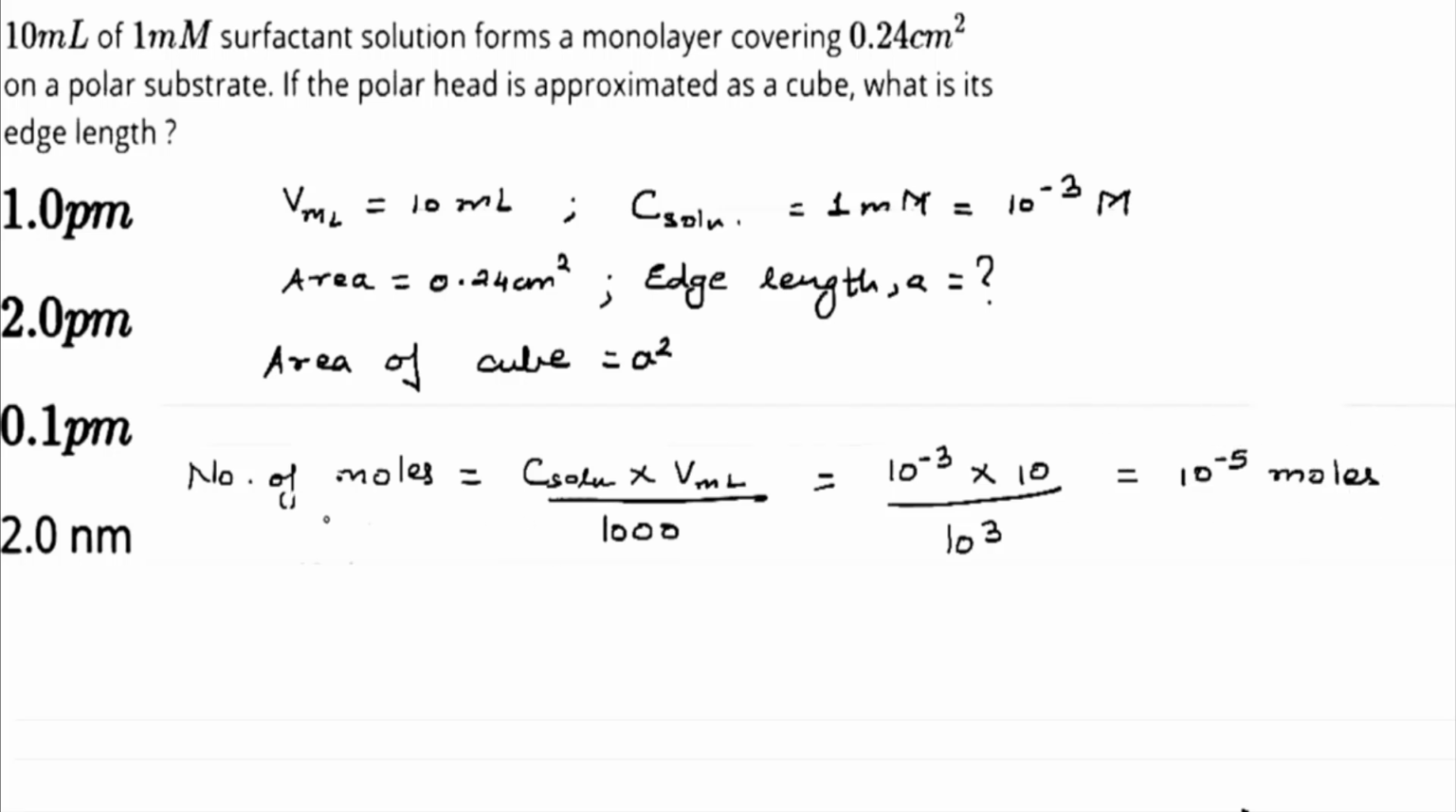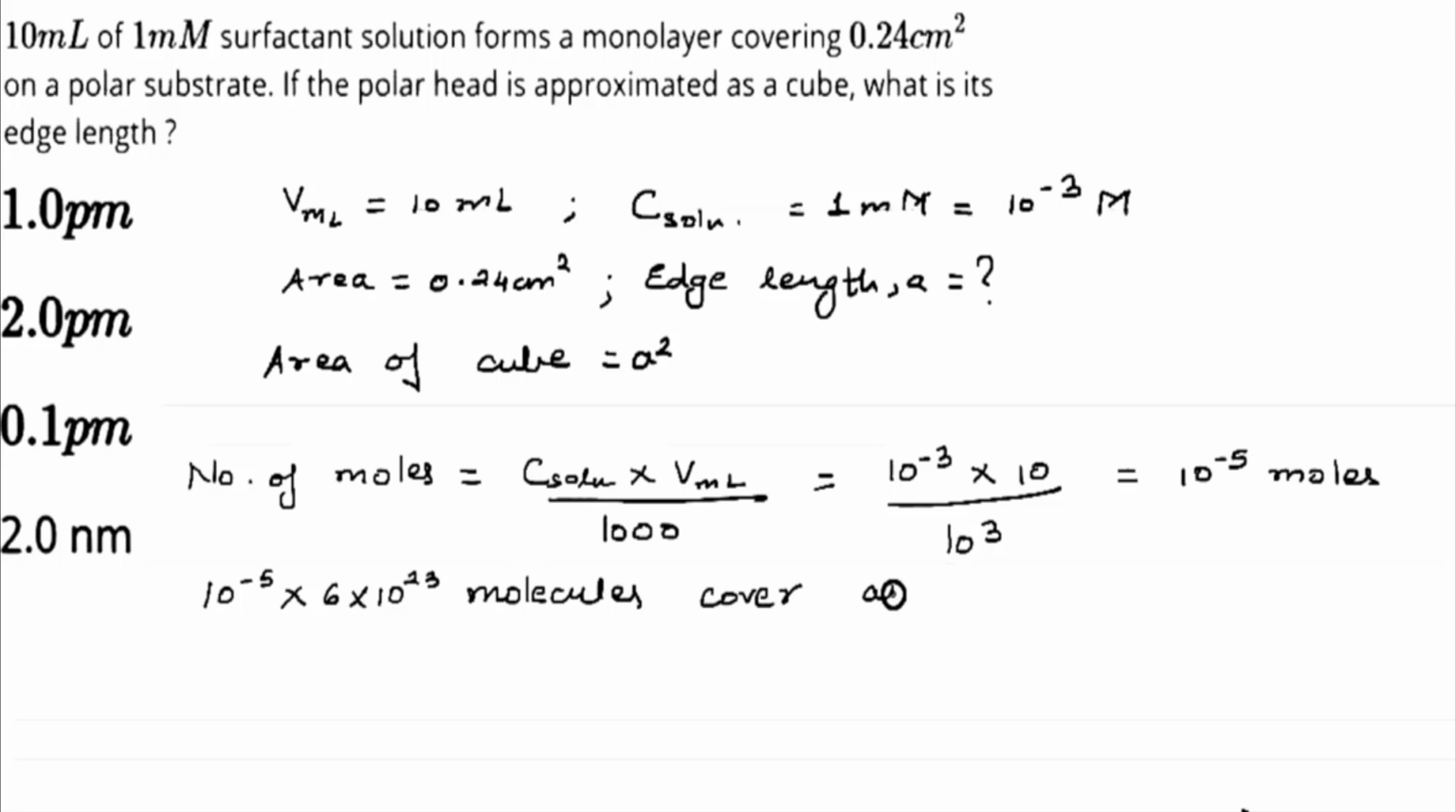Now let us calculate it in terms of molecules, isn't it? So 1 mole is Avogadro number of molecules. So 10 raised to minus 5 into 6, I'm taking a round figure over here for the ease of calculation. So 6 into 10 raised to 23 molecules is what is present in this 10 raised to minus 5 moles.